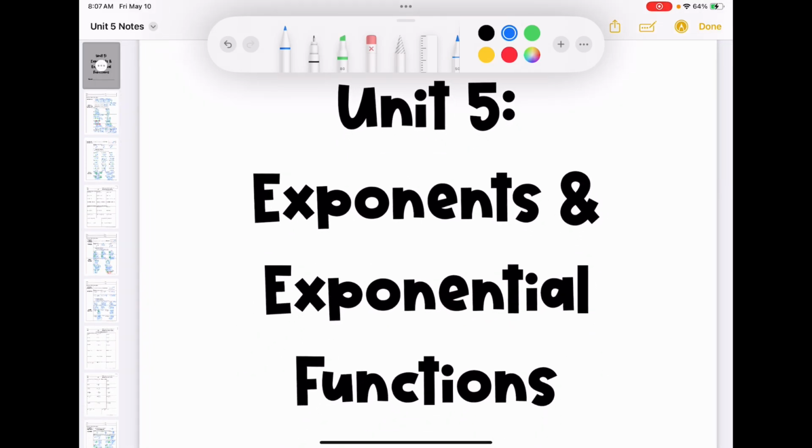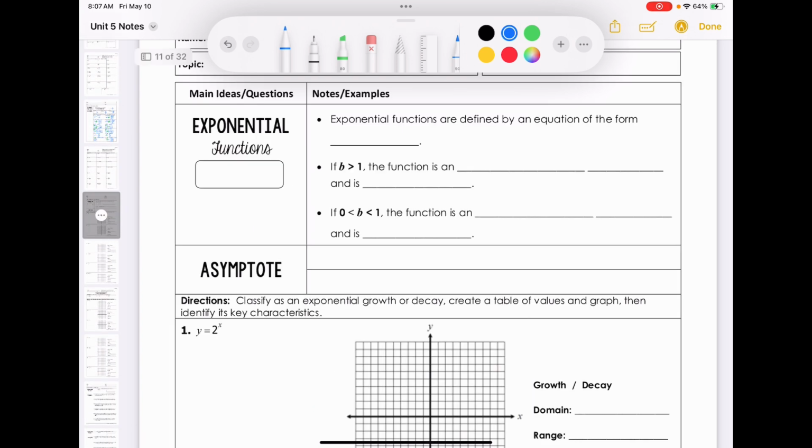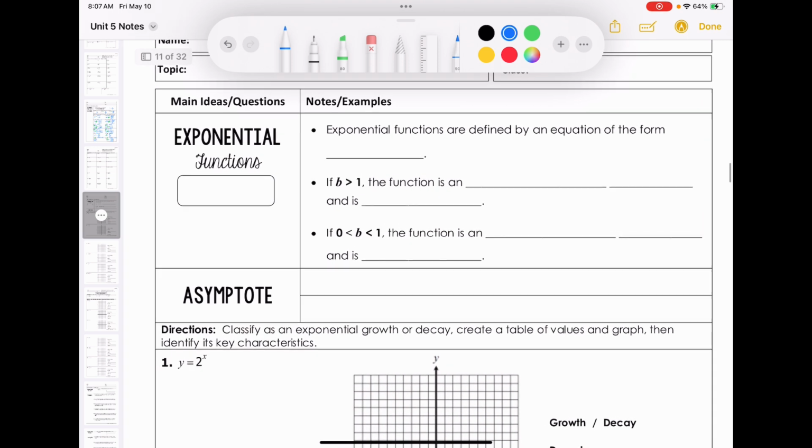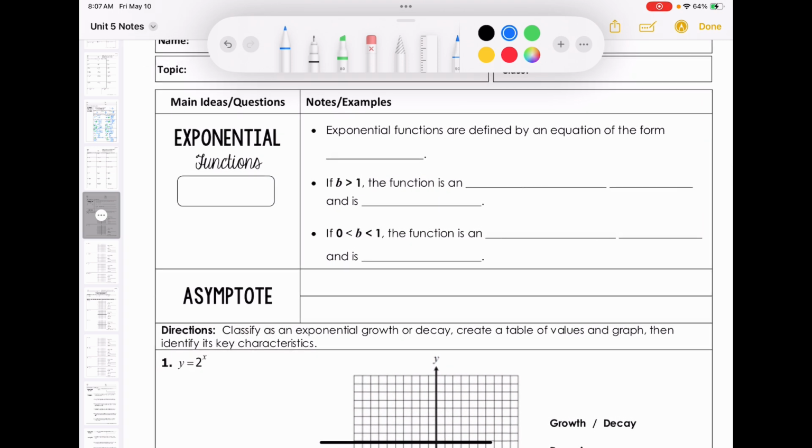All right, today we're going to be in the Unit 5 packet titled Exponents and Exponential Functions, and we're going to be on pages 10 and 11. So we're done with the exponent rules, so now we're going to start talking about exponential functions, which can be written as y equals a times b to the x power. Whenever you have a variable in your exponents, that makes it an exponential function.